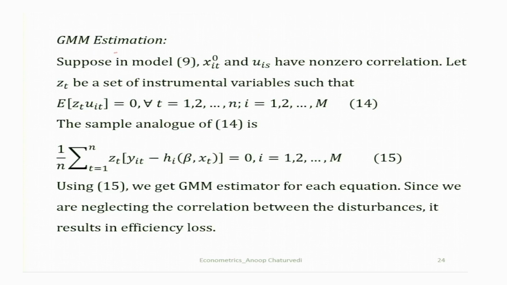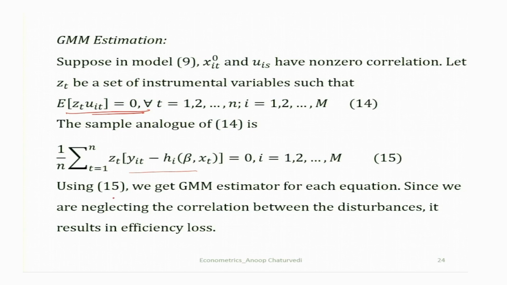We can also apply the GMM procedure for estimating the parameters. Suppose in model 9, xi t naught and ui s have non-zero correlation, and z t is a set of instrumental variables such that the expectation of z t u i t is equal to 0 for all t and for all i. Then the sample analog of this equation is 1 upon n summation over t z t, where we replace u i t by y i t minus h i beta x t, equal to 0.